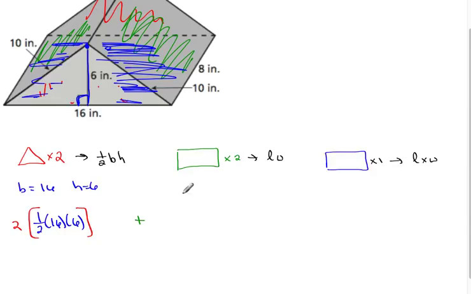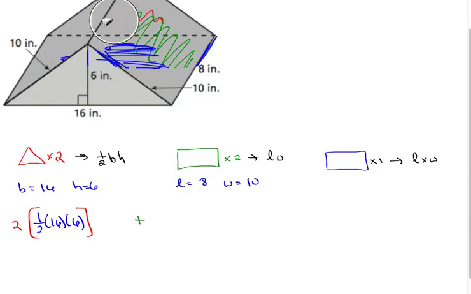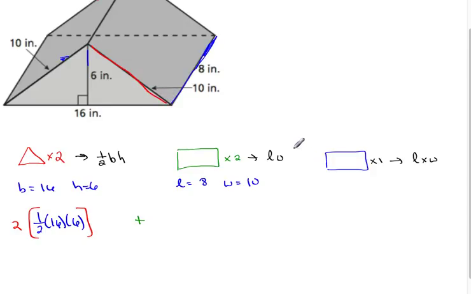Plus, what is the length and width of the rectangles on the right and left side? What is the length and width of that rectangle on the left and right side? Length is 8, and one width of 10. So we have 8 and 10. Let me just erase this a little bit so we can see it a little better. All right, so here's the one dimension, and here's the other dimension. So 8 and 10. So we have length times width, so 8 times 10. And since we have 2 of them, times 2.